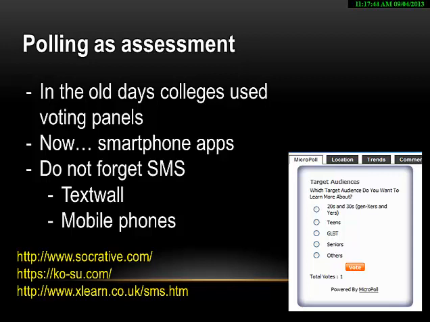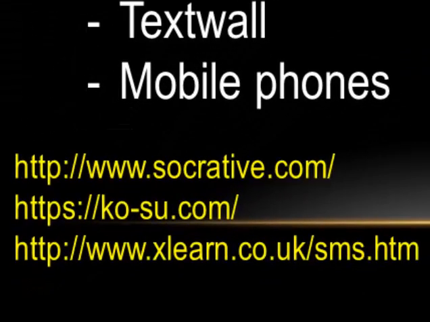And also, don't forget SMS. Text messaging is one of the most ubiquitous tools out there. It's simple, it's quick, and it's effective. You could create something like a text wall or get them to answer a question via a mobile phone you have ready. Some examples of tools you can use. There's Socrative, which is an app for smartphones and iPads, etc., which is a really quick and easy polling tool.